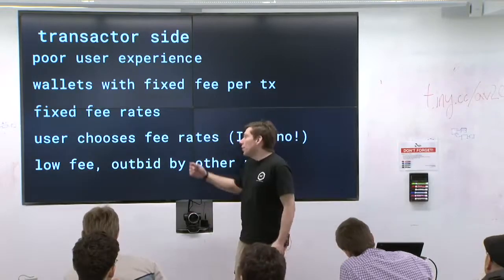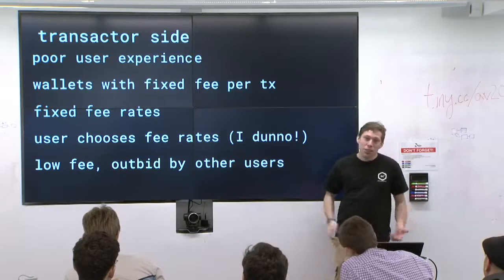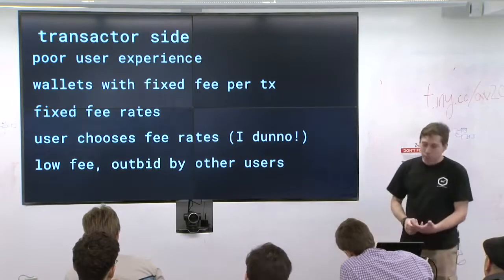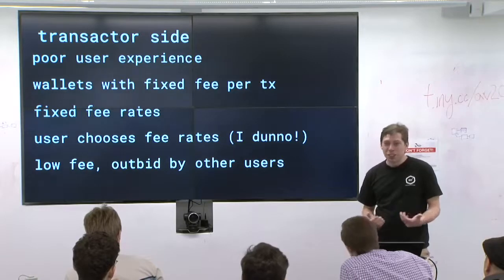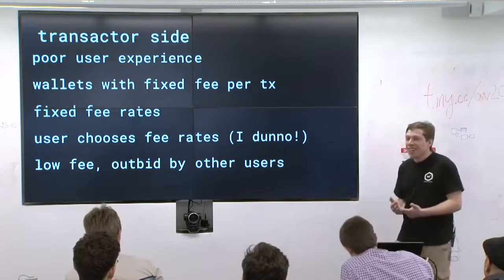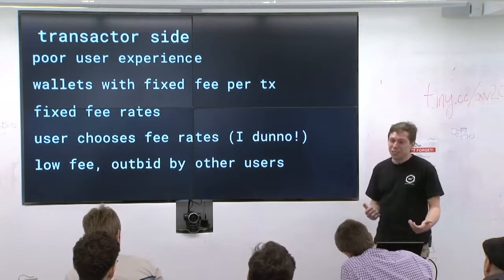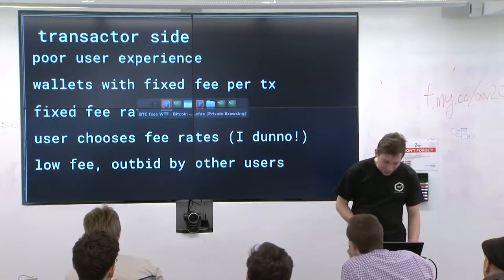Or you can have the user choose the fee rate, which seems great, but users are like, I don't know. You're using Bitcoin. What fee rate do you want? 10 Satoshis per byte, 20, 40, 70? What's a Satoshi? What's a byte? This is not a great problem to hand off to the user. How do I even determine this? There are sites, and the sites aren't very good either.